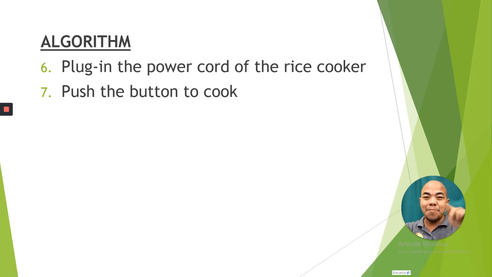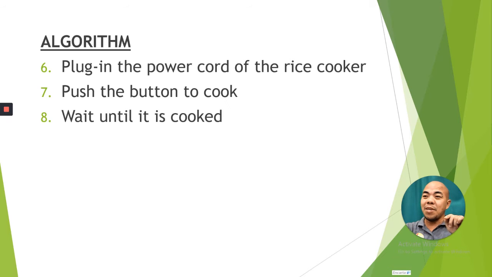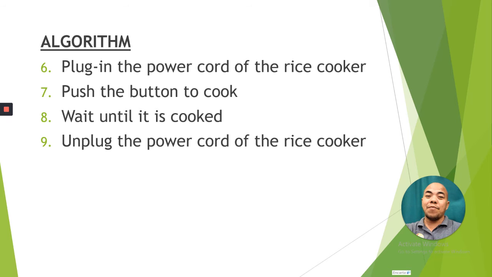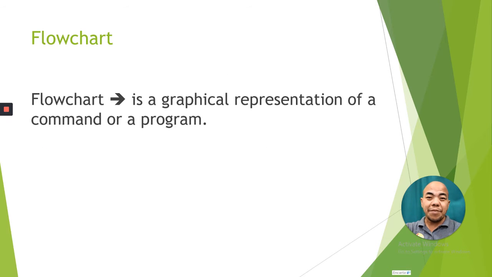Then push the cook button. Then wait until it is cooked. After that, unplug the power cord of the rice cooker. So there it is. These are the simple steps for you to cook your rice.